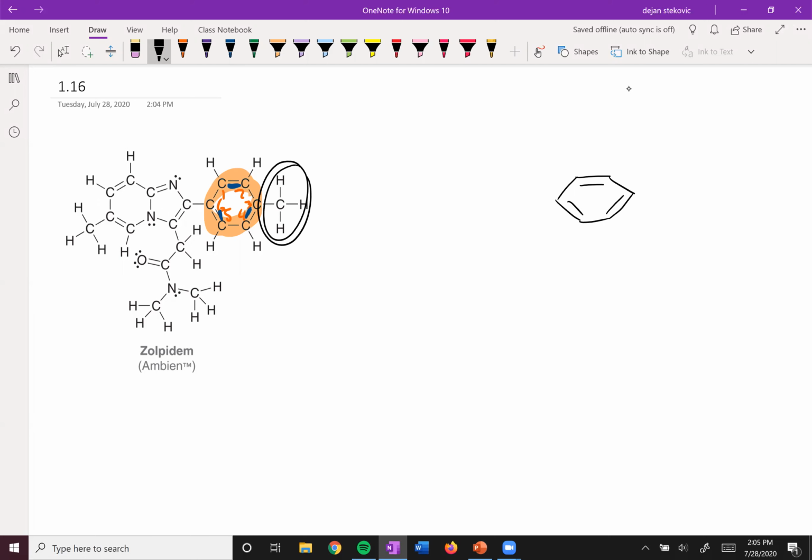And then we have this carbon group on the outside. We can just draw a straight line, right? That's an implication that there's a CH3 right there.